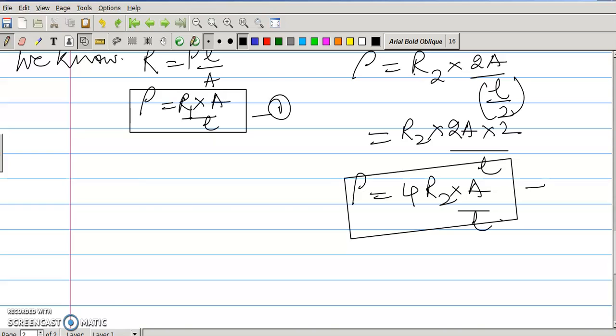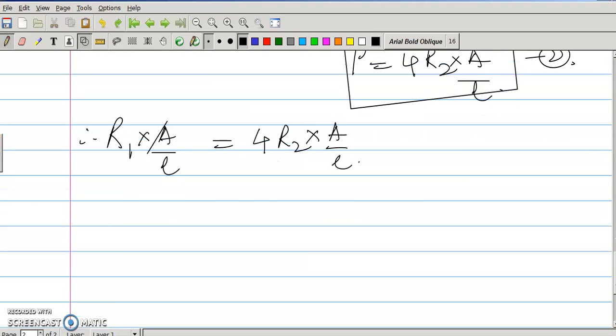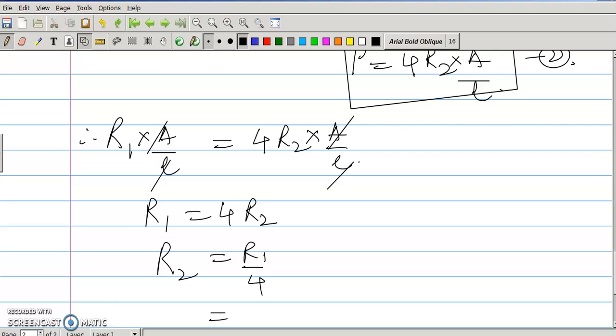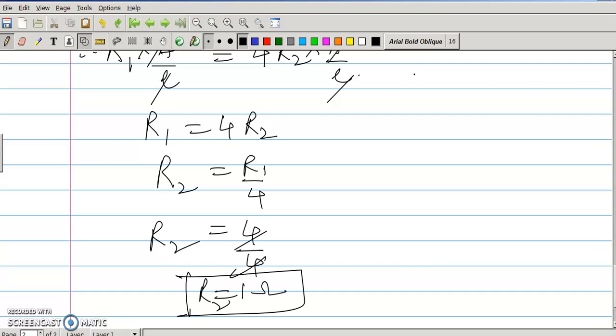Now both of these two equations represent the resistivity of the same material, so naturally R1 into A by L should be equal to 4 R2 into A by L. Then we cancel that, and we get R1 equal to 4 R2, or R2 equal to R1 by 4. We know R1 is 4 ohm, so we divide, and R2 is 1 ohm.